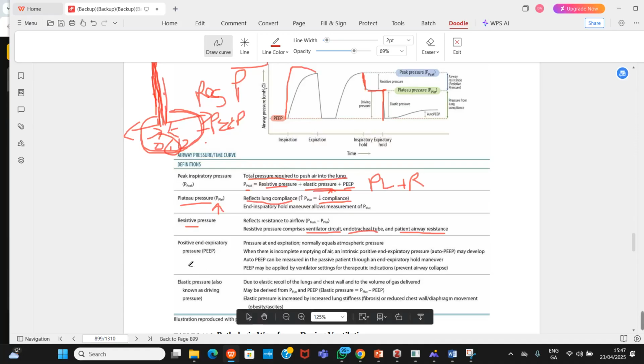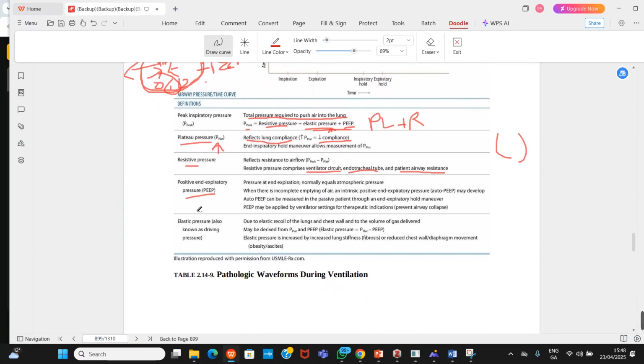Then the resistive pressure, we have said this already, is a pressure that comprises the pressure within the ventilator circuit. Don't forget the tubing, the endotracheal tube itself, and the patient airway. We have explained that. That's the resistive pressure. We have talked about the PEEP too. That's the pressure that remains in the alveoli at the end of expiration to keep the alveoli open. The PEEP is also part of the plateau pressure. So PEEP plus elastic pressure equals the plateau pressure.